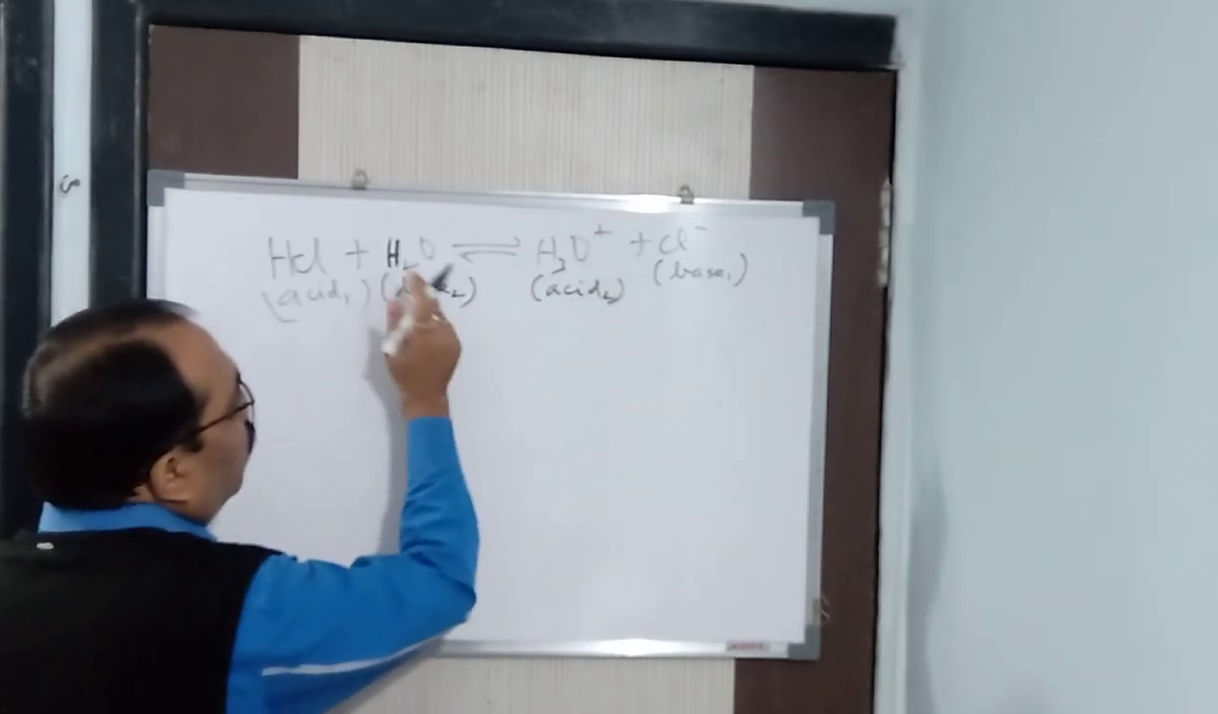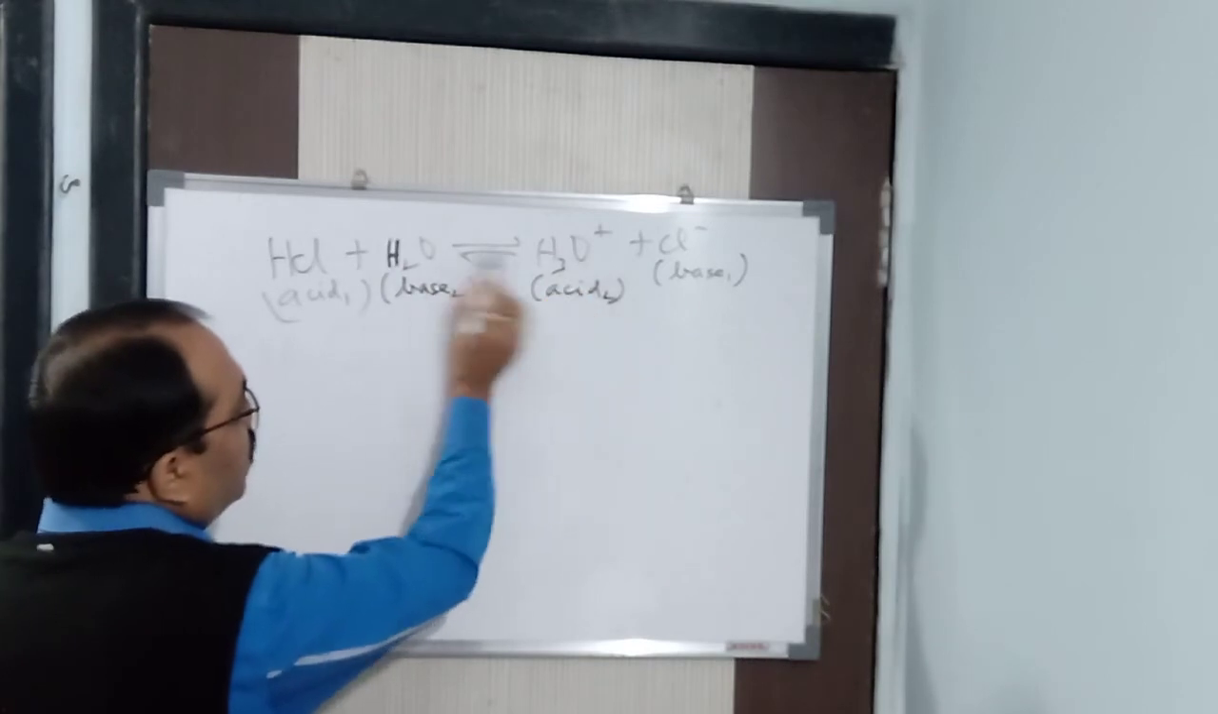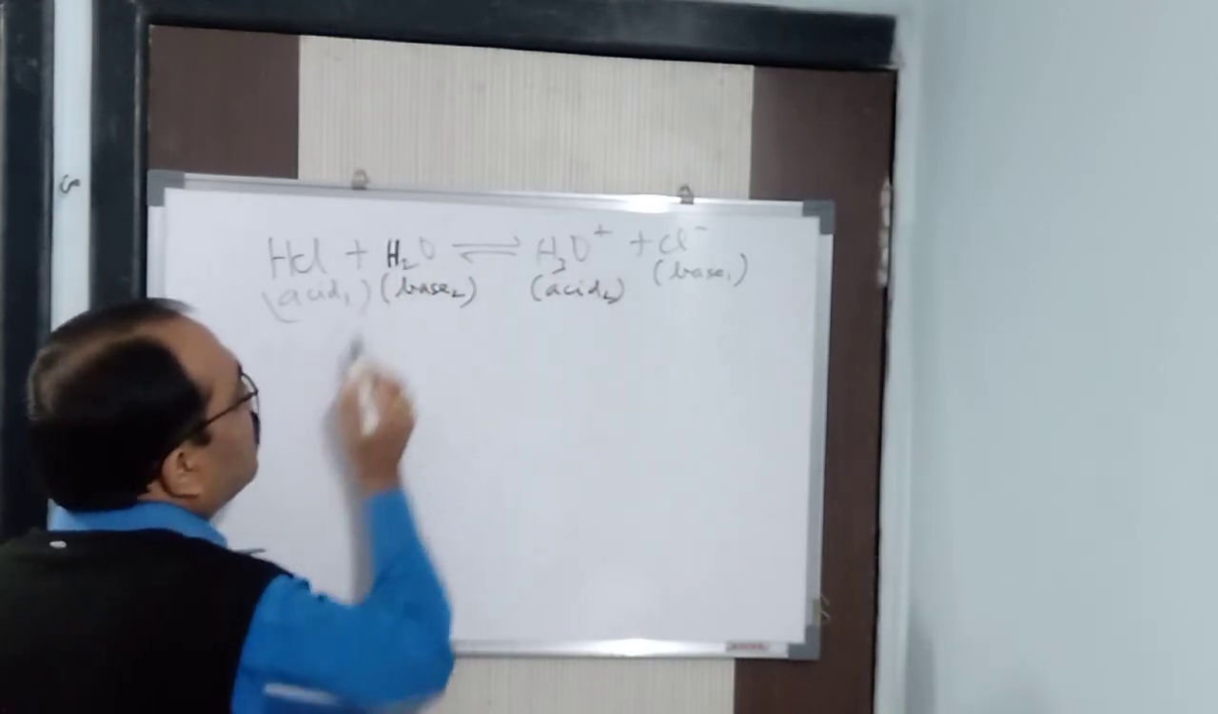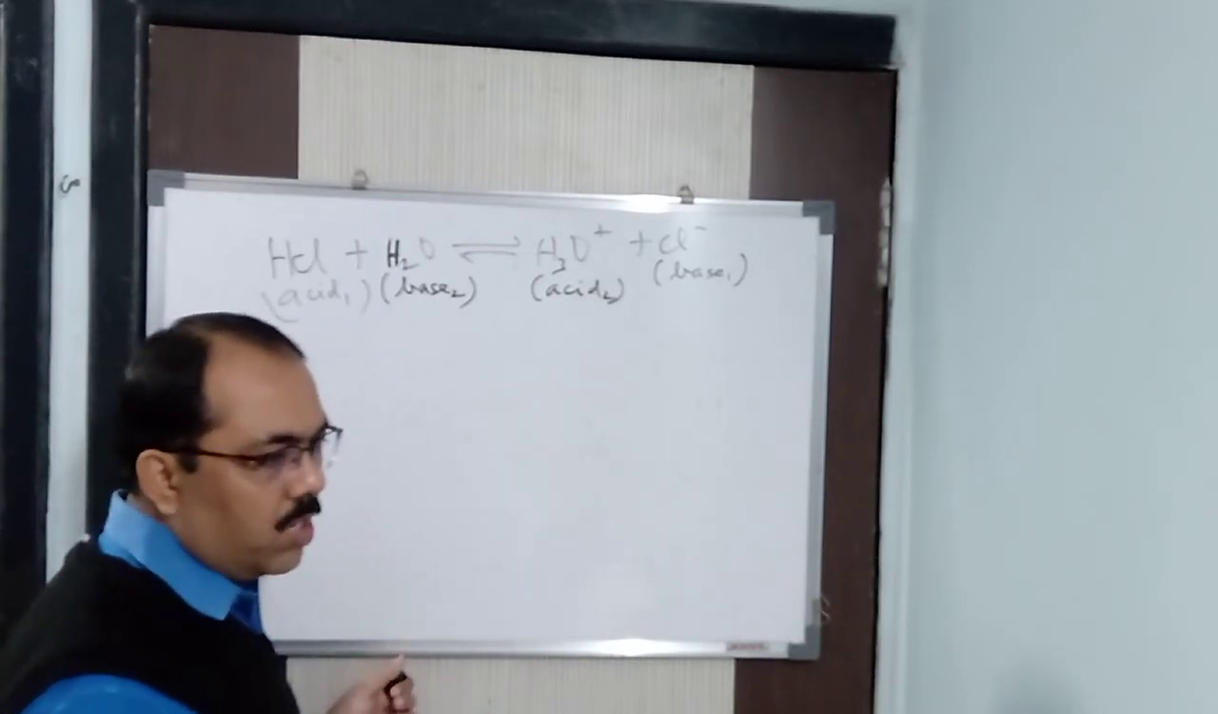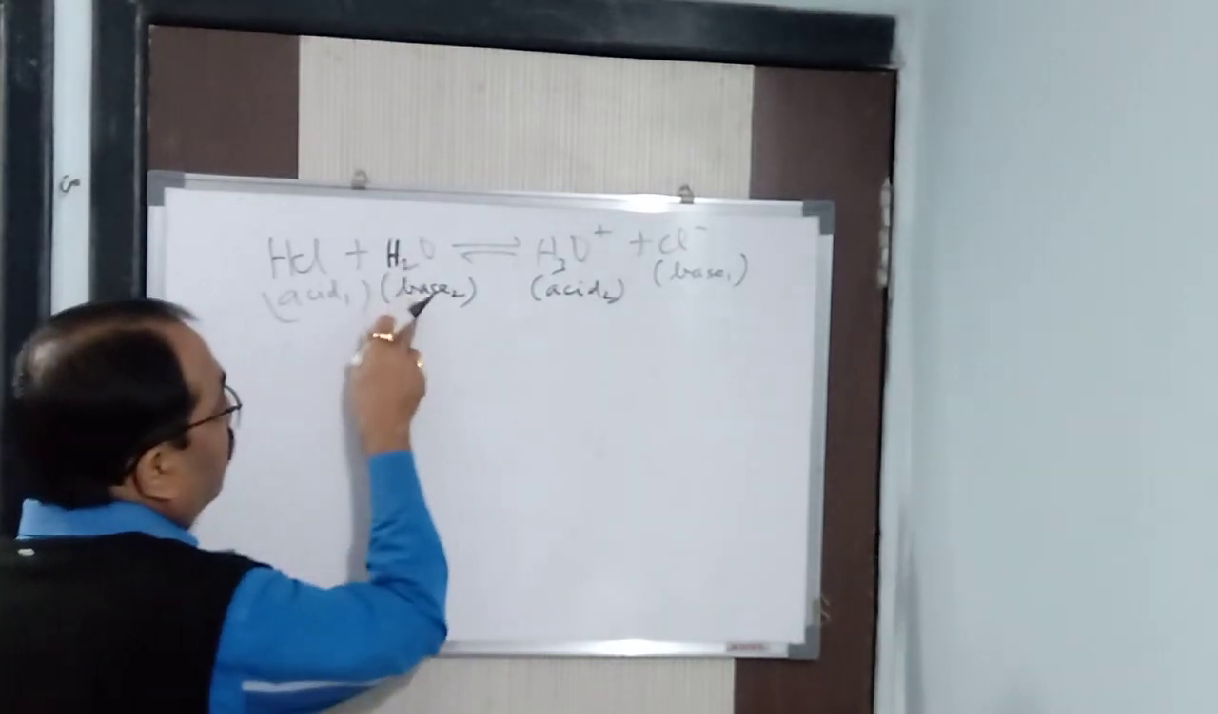Because H2O, how does it form H3O plus? H2O forms H3O plus by gaining an H plus ion. So when a substance gains an H plus ion, according to Bronsted-Lowry, it is a base. So here you see water acts as a base.